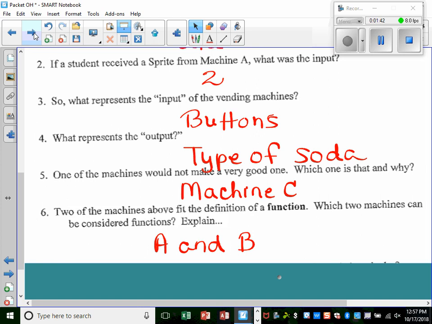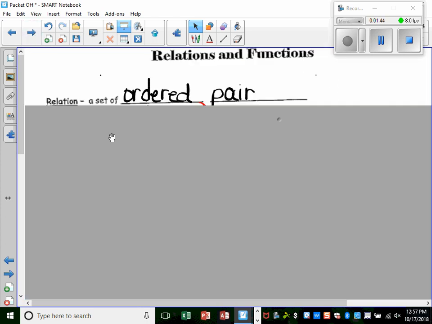And like I said before, most of this unit deals with vocabulary. Okay, we'll get into some computations later, but we got to actually build our vocabulary first. So if you go to the next page, the first word at the top says relation. A relation is a set of ordered pairs.